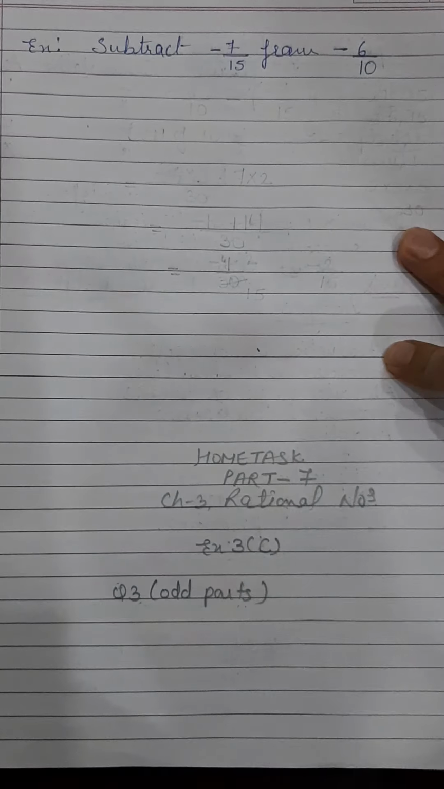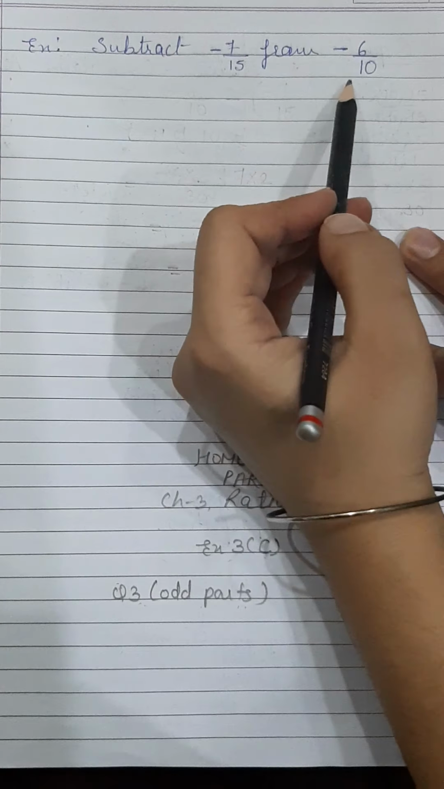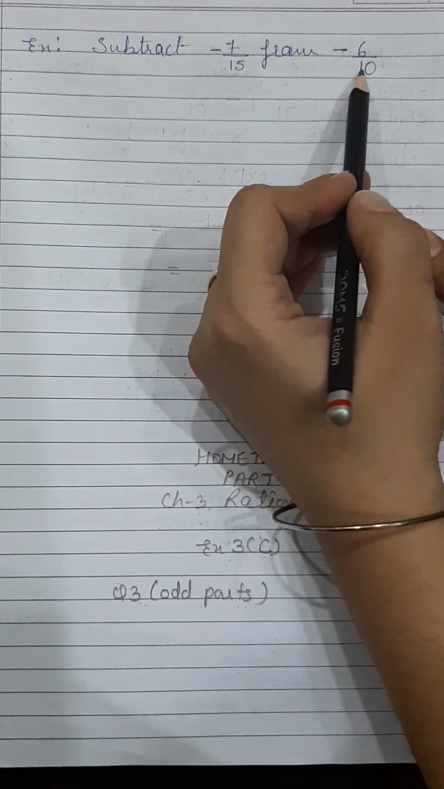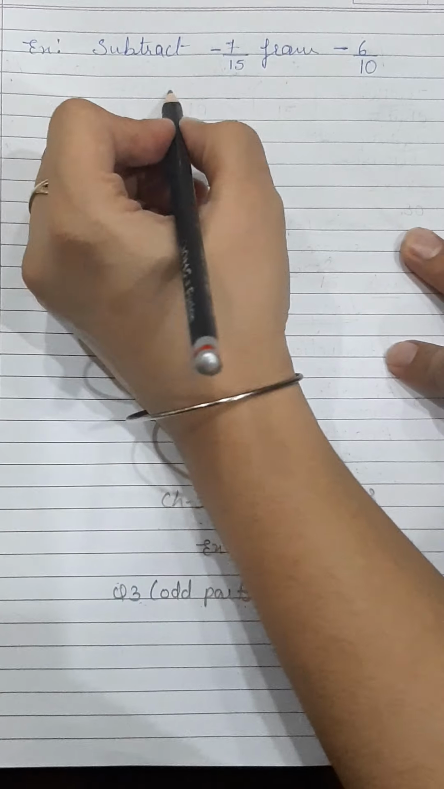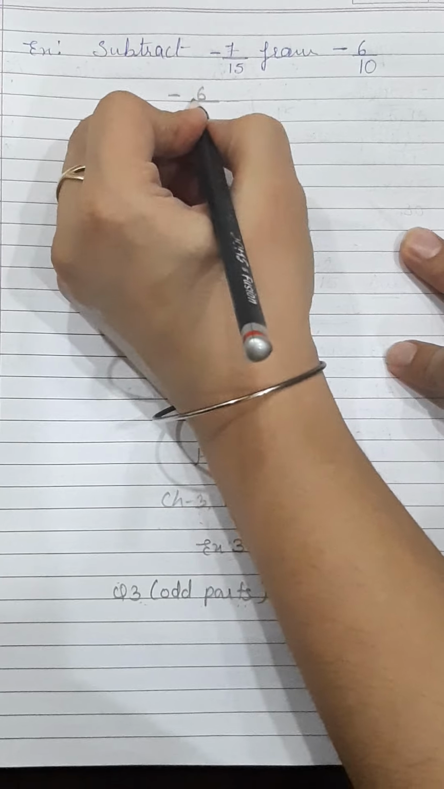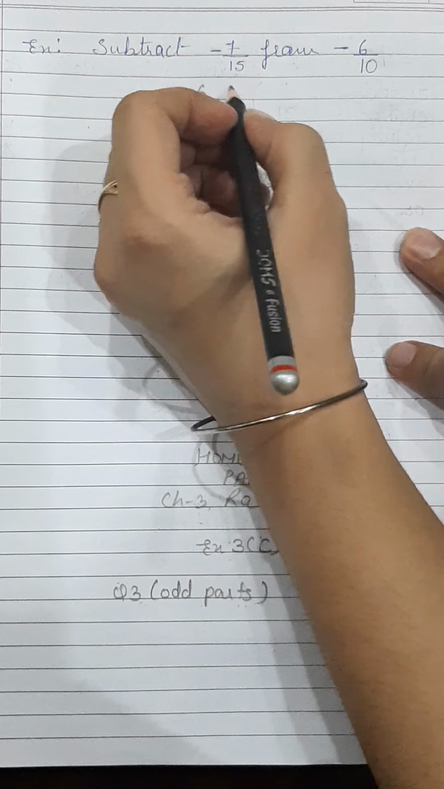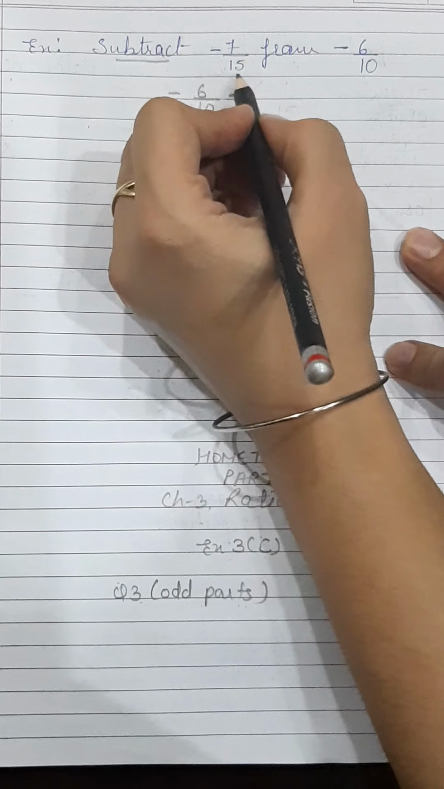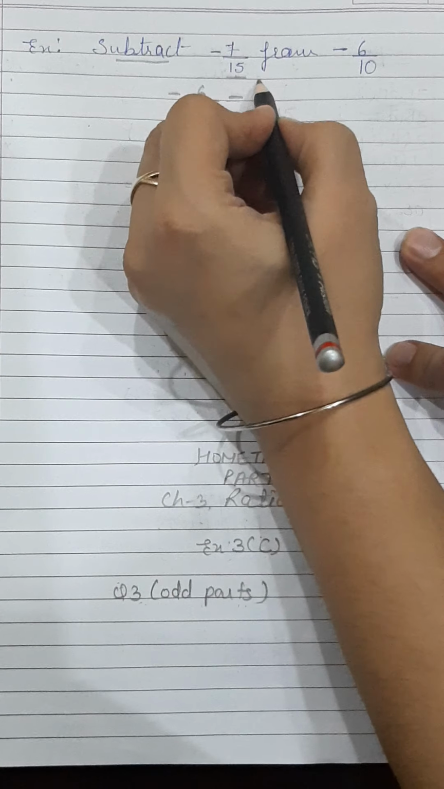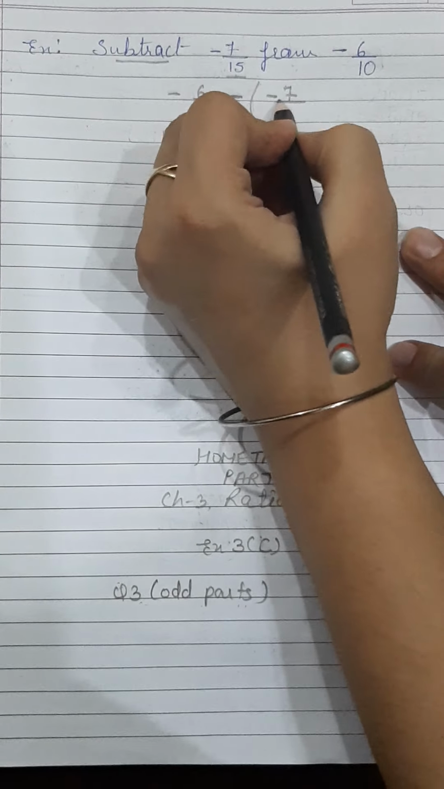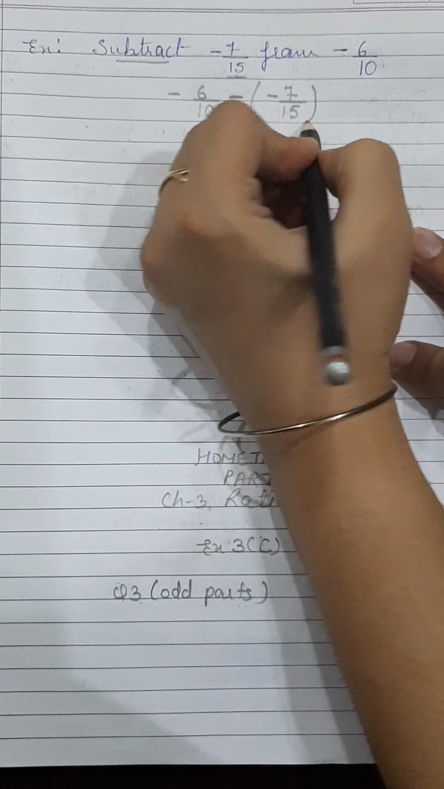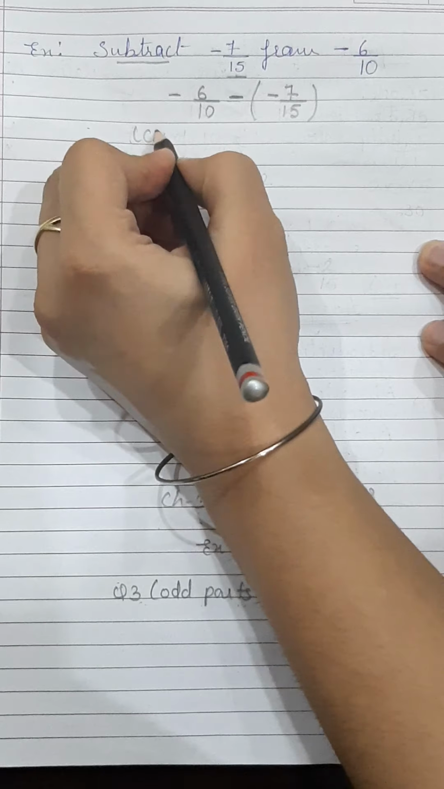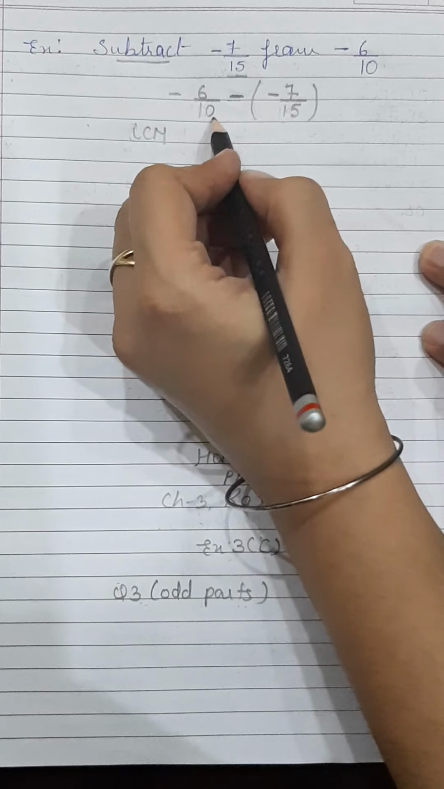Now in this numerical, subtract -7 by 15 from -6 by 10. So from these two rational numbers, which rational number you have to write first? You have to write first -6 by 10 and then you have to write the subtract minus sign and then you have to write the other rational number, that is -7 by 15. Is it clear?